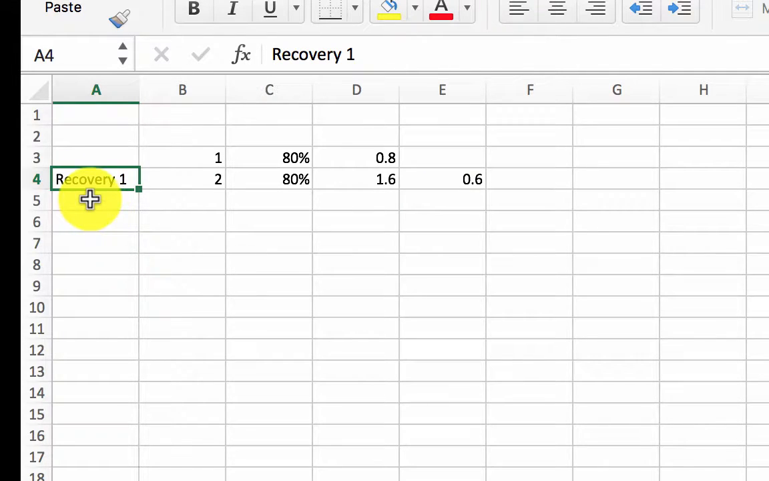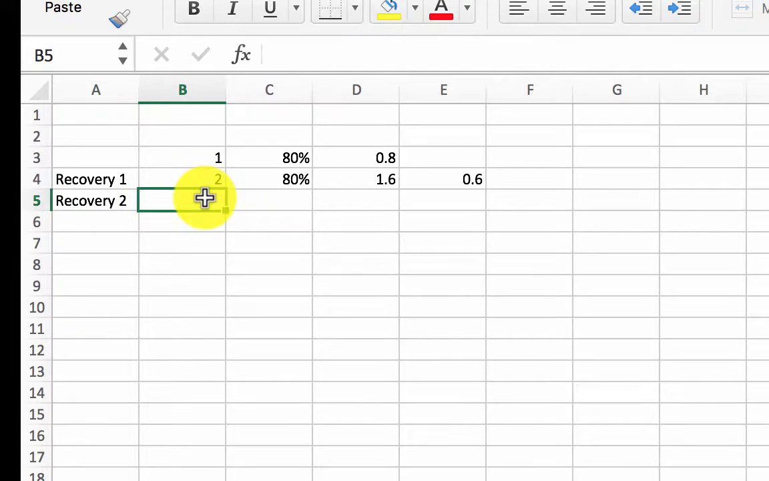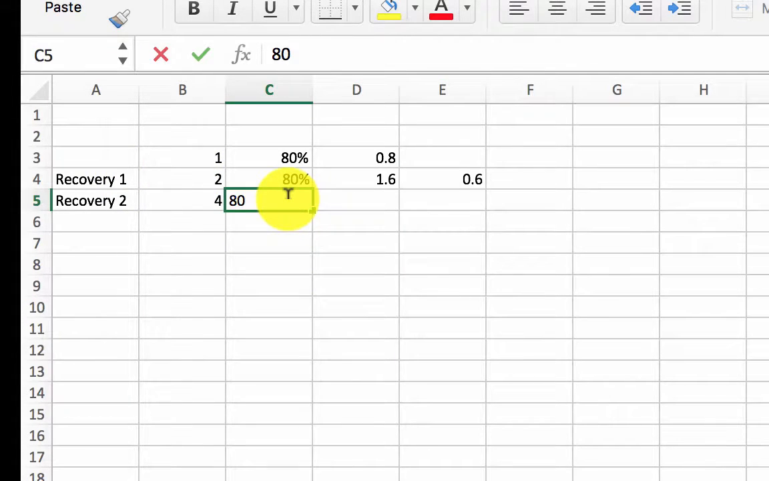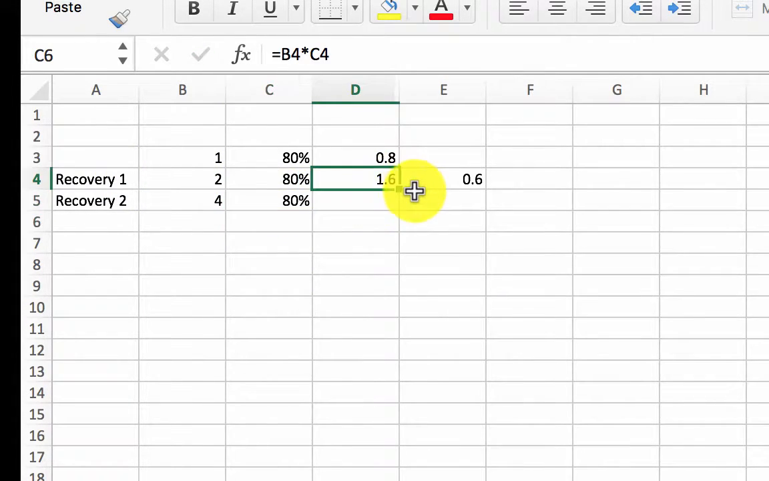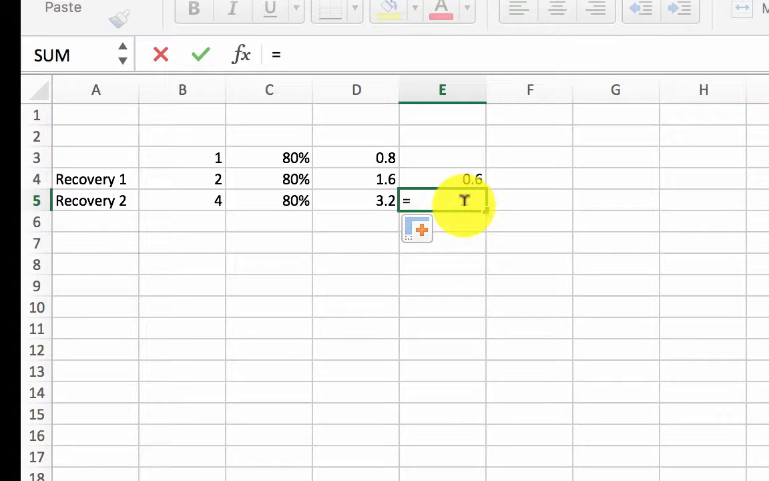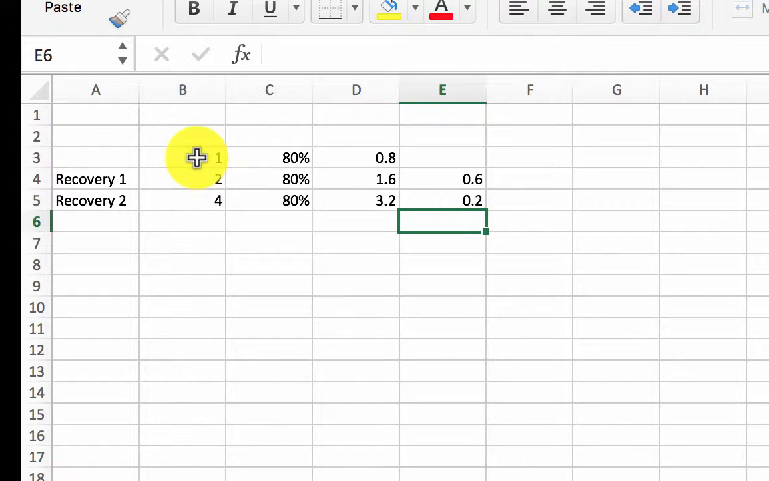Now if we have lost again, we'll go for recovery 2, which is $4. You have to double it, multiply by 80%, and as you can see, now it's 3.2, and how much are we profited from this? Minus 2, minus 1, and we just earned 20 cents. So on and so on.